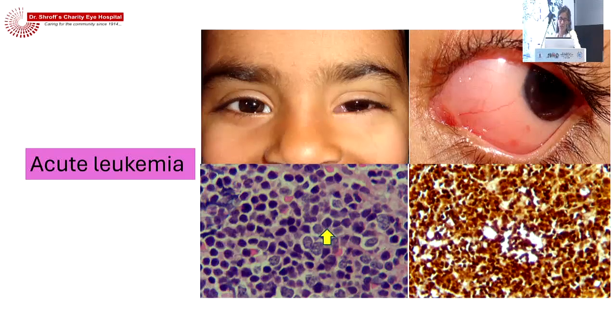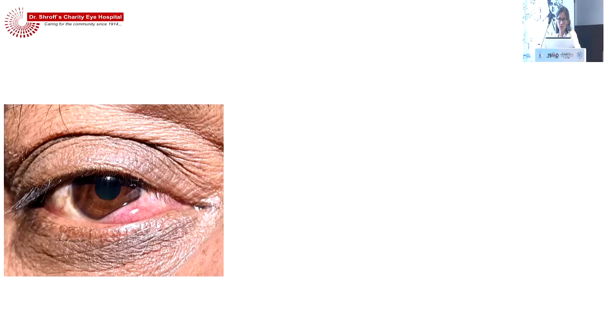On biopsy, it turned out to be a leukemia, and when we did the bone marrow, she had leukemic deposits in the bone marrow also. Otherwise, in such cases, if you're suspecting leukemia, even a peripheral smear sometimes can give you the diagnosis.